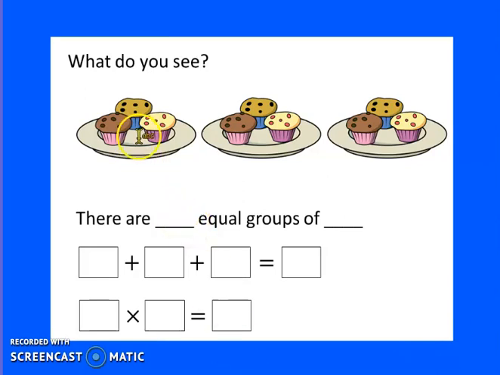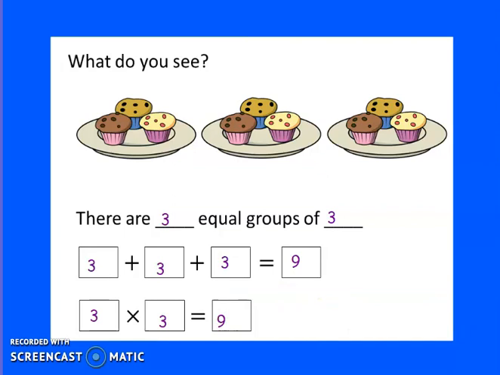Well done. We can see there's 1, 2, 3. There are 3 equal groups of 3 cupcakes. This was an addition sum. It would say 3 cupcakes, add 3, add another 3 cupcakes equals 3, 6, 9. 9 cupcakes altogether. How would we write that as a multiplication? 3 lots of 3 cupcakes equals 9.